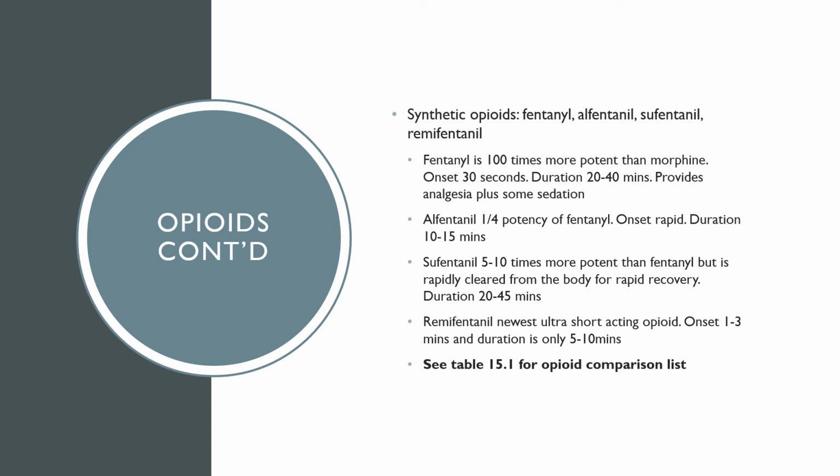And there is a table that breaks this down very well and makes it very easy to understand. That's 15.1. That table is your opioid comparison list. It breaks those down for you.